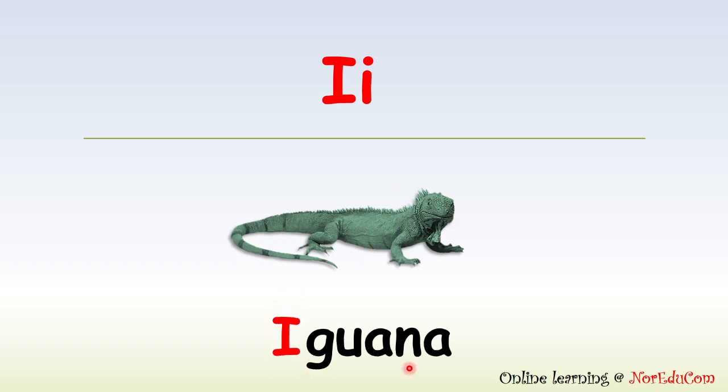E, iguana. Repeat after me. E, iguana. This is an iguana. It likes to eat plants, including leaves and fruit. Iguana lives in warm places. E, iguana. It starts with the letter I. Well done, everybody. Let's go to the next slide.